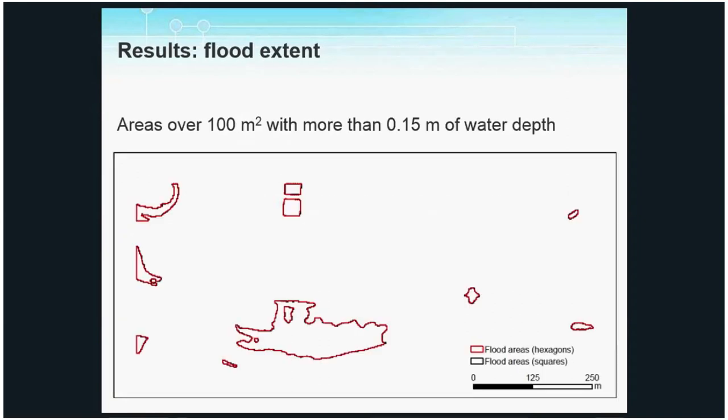Then we also analyzed the flooded extent, and we considered just areas over 100 square meters with more than 50 centimeters water depth. And here we cannot see almost any difference. So in terms of flood extent, the results of the two case studies, of the two implementations, the squares and the hexagons, are very, very similar.